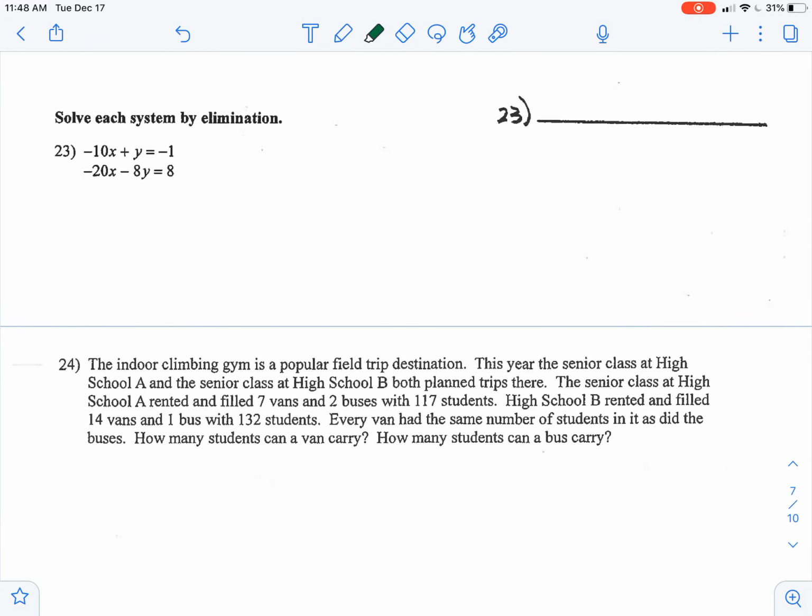23, we are going to be doing this by elimination. Remember, elimination is where we want to have the same coefficient out in front of either our x or our y. Usually requires you to do some kind of multiplication. And remember, the signs have to be the opposite. Pause and work the problem.